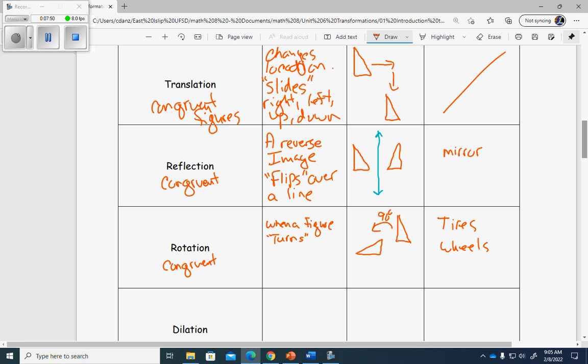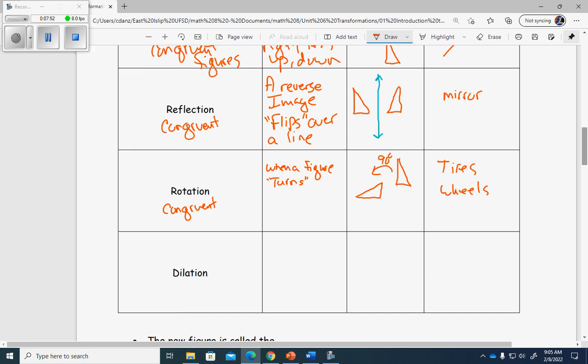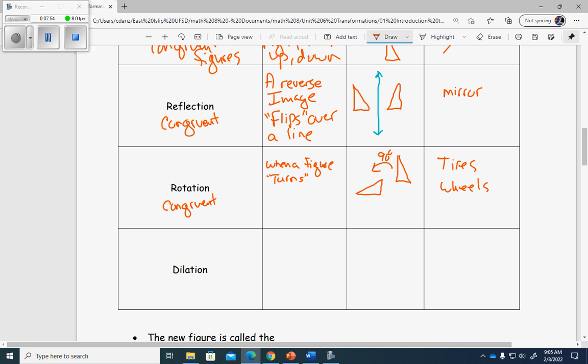And dilations, we have already done a dilation. This is the one transformation that creates similar figures. Remember we said dilations, the figure gets bigger or smaller.